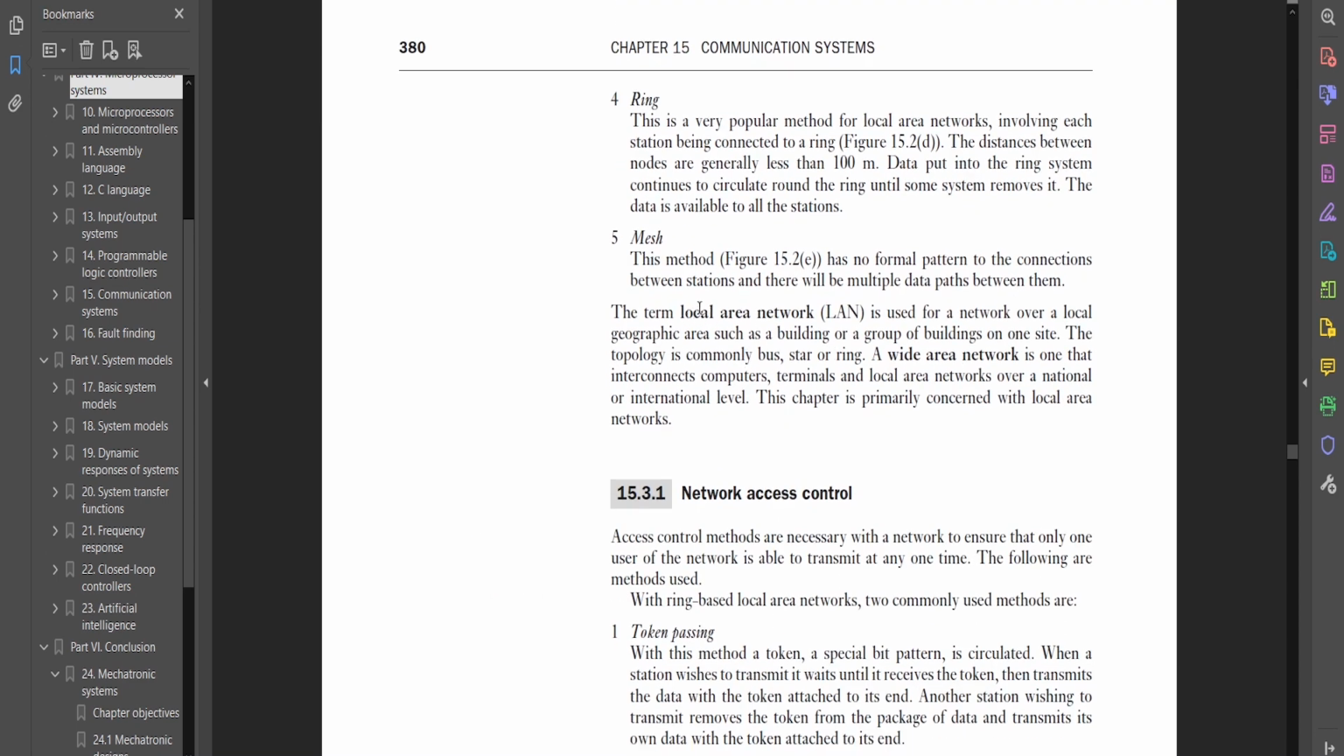The term LAN, local area network, is used for a network over a local geographic area, such as a building or group of buildings on one site. Topology is commonly bus, star, or ring. A wide area network is one that interconnects computers, terminals, and local area networks over a national or international level. This chapter is primarily concerned with local area networks.